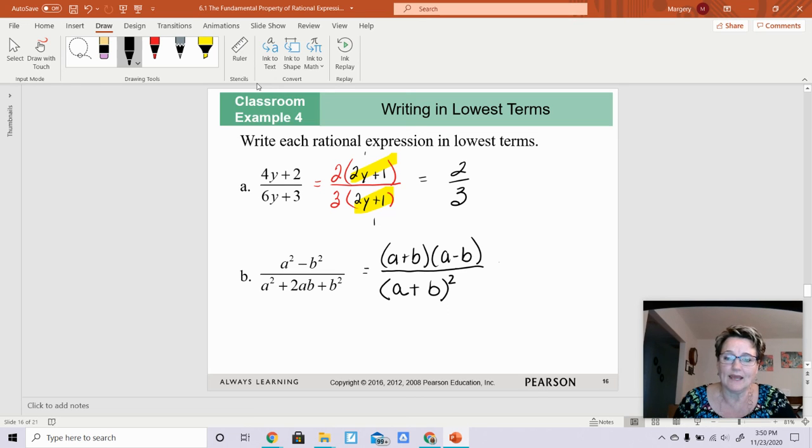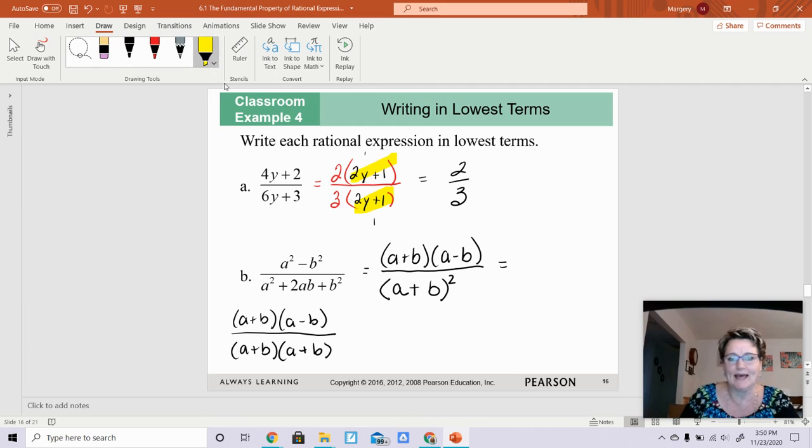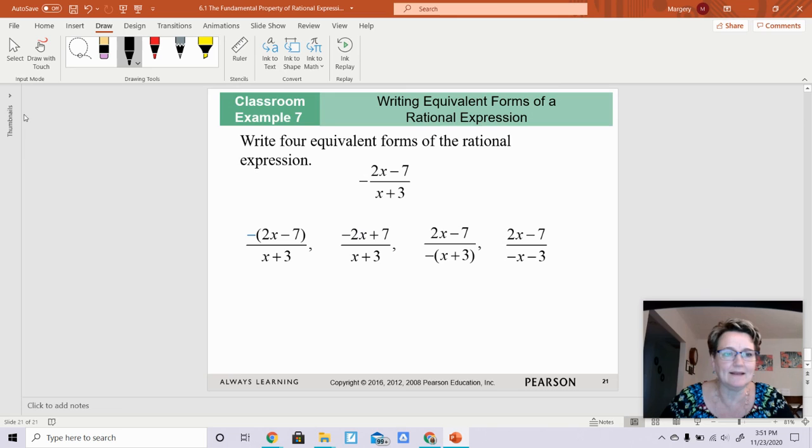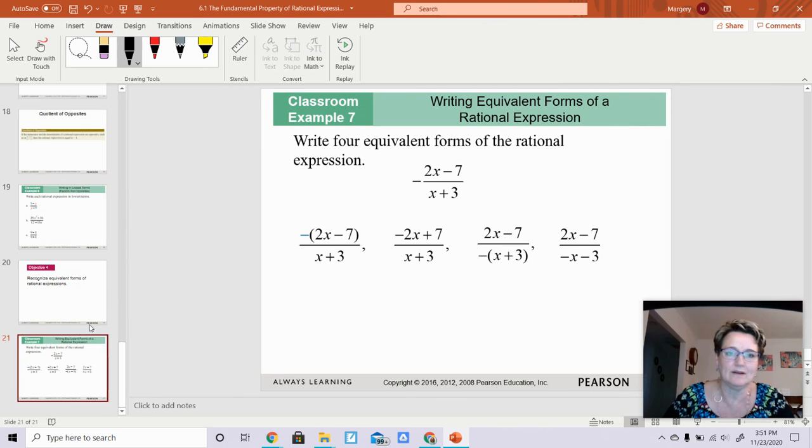Now, here you're going to cancel this out. If you want to, you can actually write this out twice: a plus b times a minus b over a plus b times a plus b. Remember, I have 2 of those. Now again, the a plus b's cancel out to 1, and you're left with a minus b over a plus b. I am going to stop there.